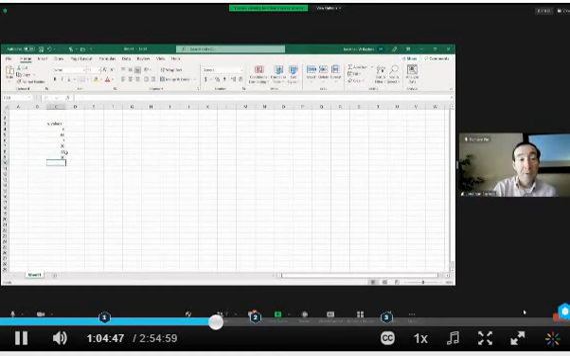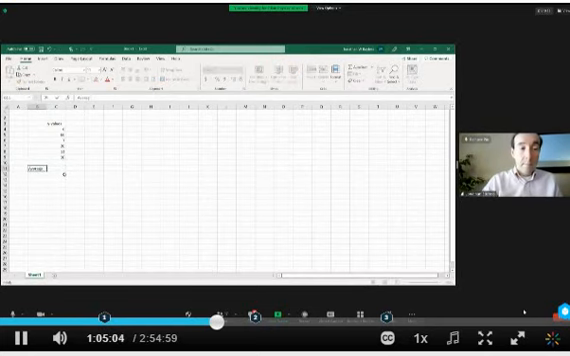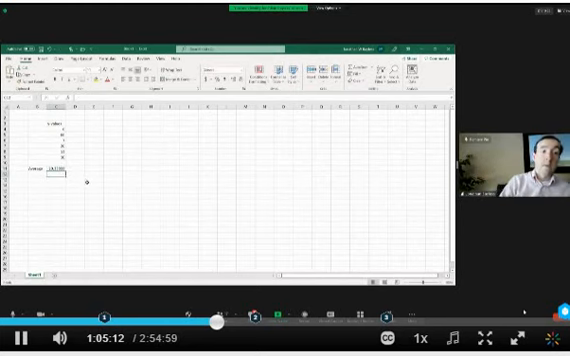Now, computing the average, 13 plus 7 is 20, plus 30 is 50, plus 72 is 122. Okay, so it's 122 over 6. And there we go, 20 and a third, 20.3 is my average value.